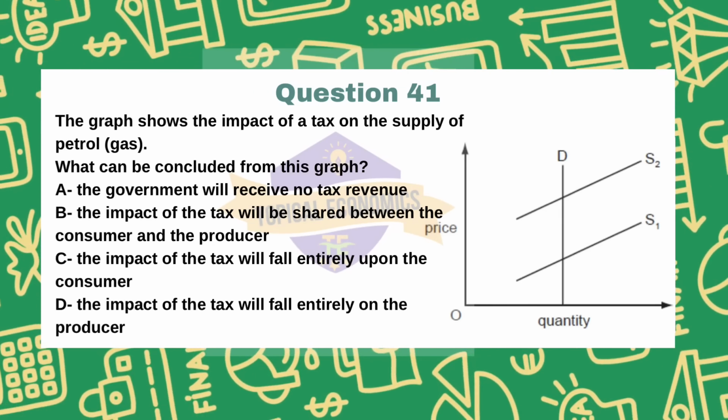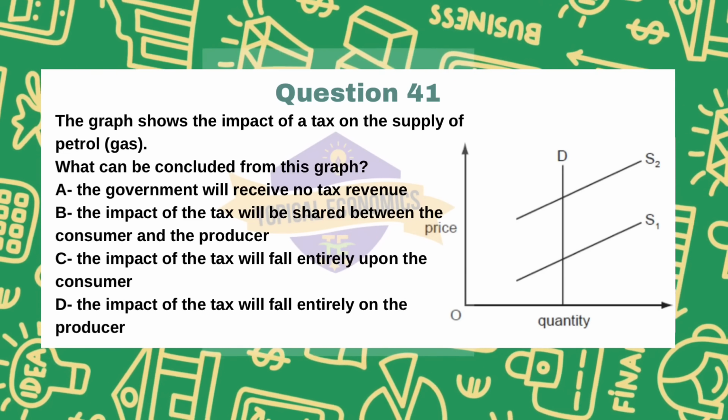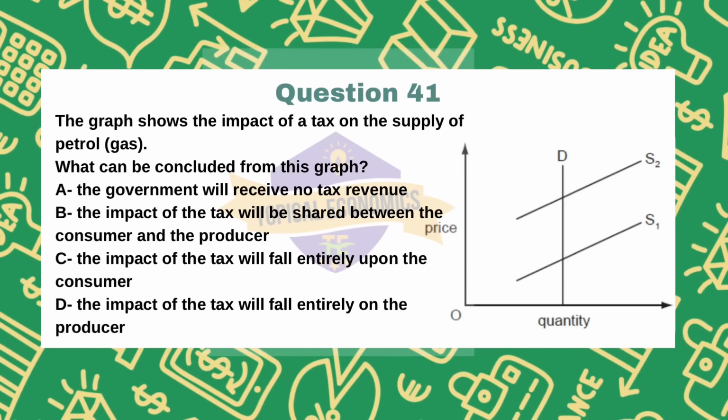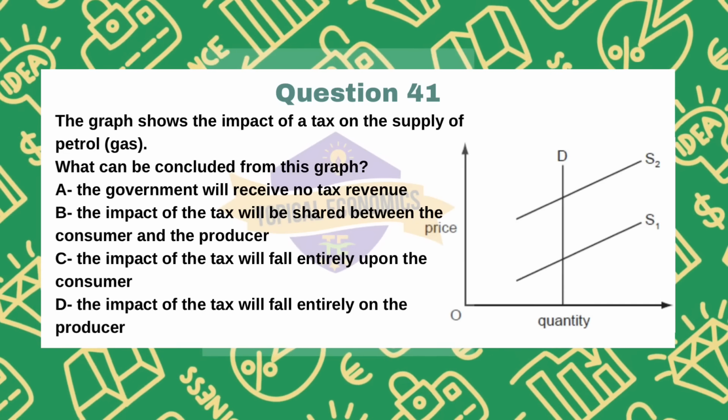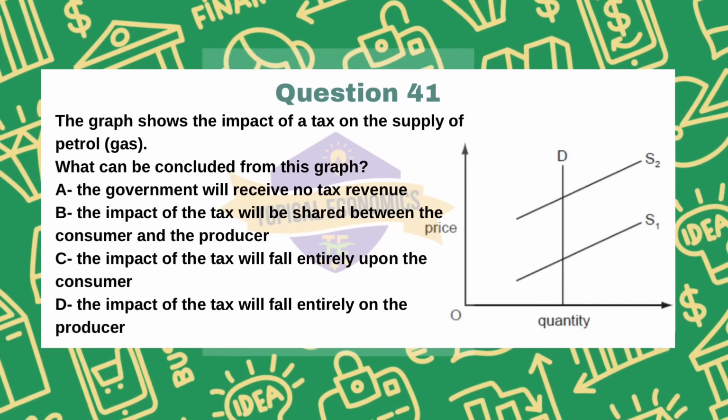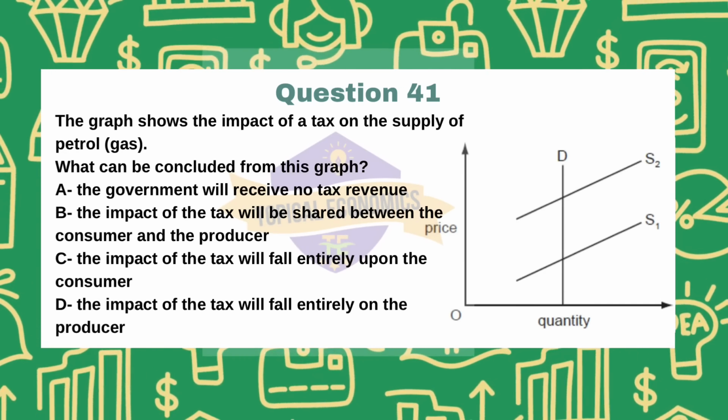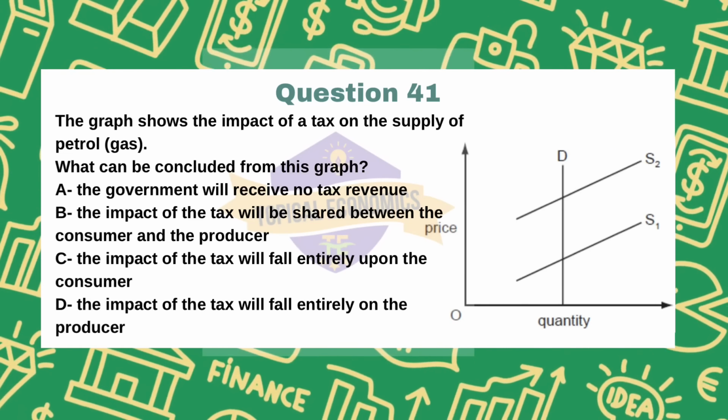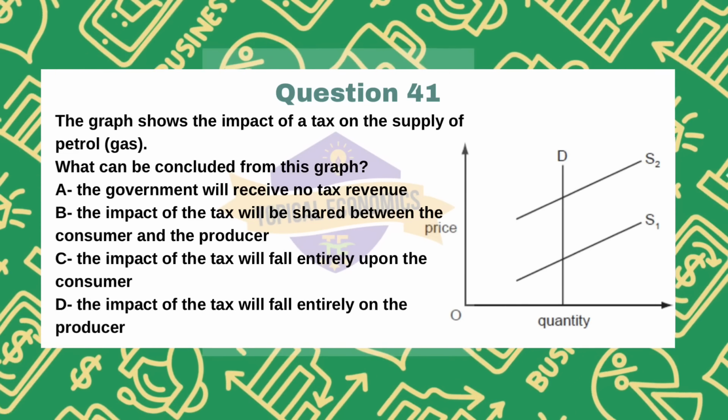The correct answer for this question is option C. The impact of the tax will fall entirely upon the consumer because the demand is perfectly inelastic and consumers will have to buy the good in each case. So producers can easily shift the tax burden upon consumers.